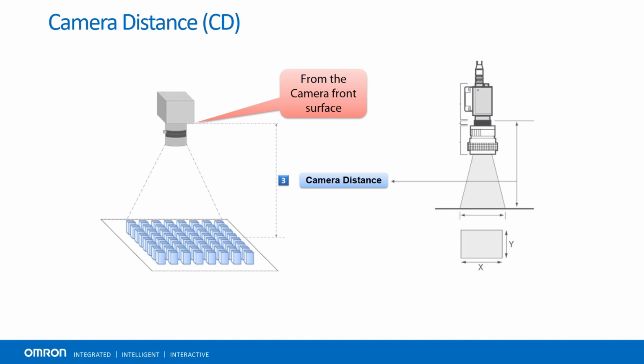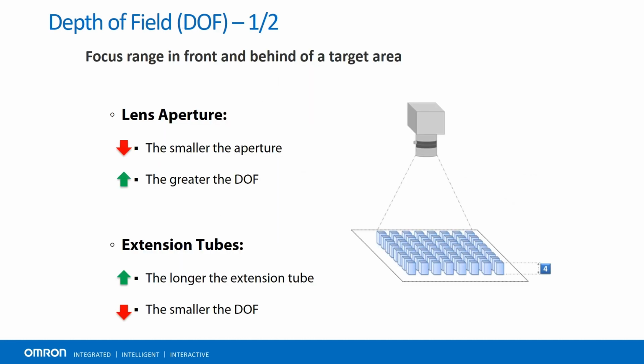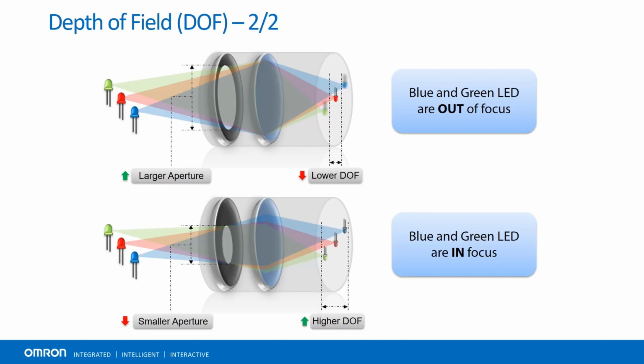As mentioned when we were discussing aperture, depth of field directly correlates with the size of the aperture. The depth of field is defined as the focus range in front of and behind our inspection object. The larger a depth of field we have, the more in focus objects will be as they move closer or further away from the camera. In addition to aperture, extension tubes can be used to reduce the depth of focus based on the length of the extension tube.